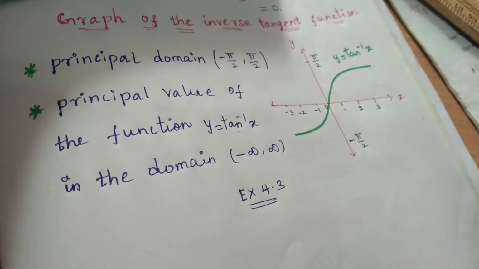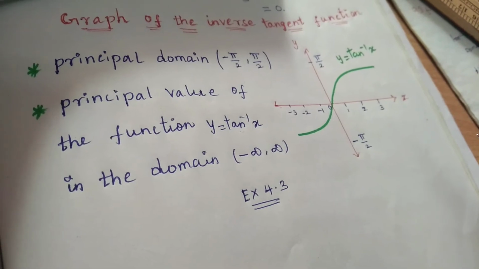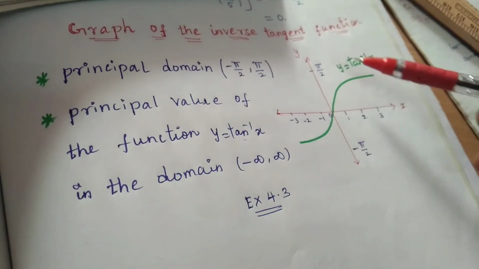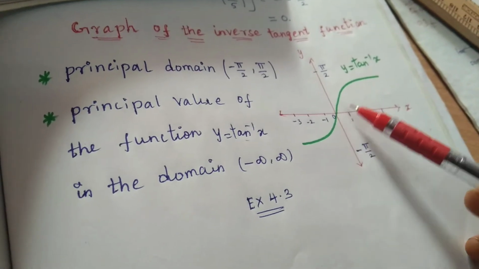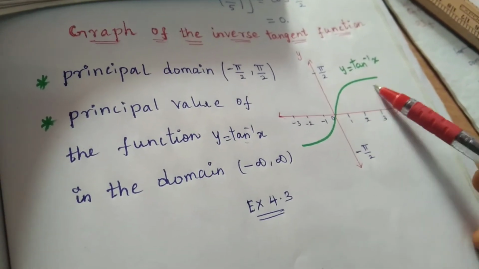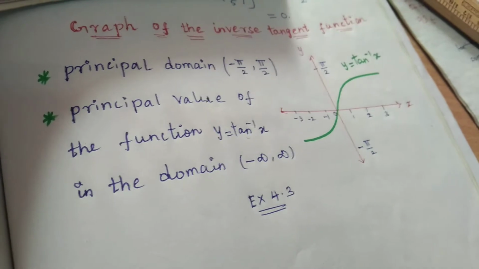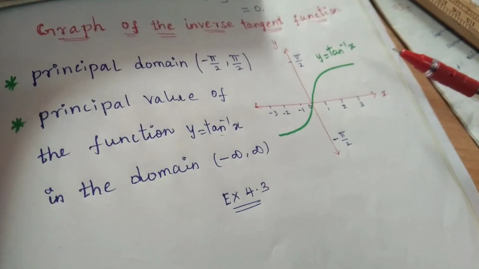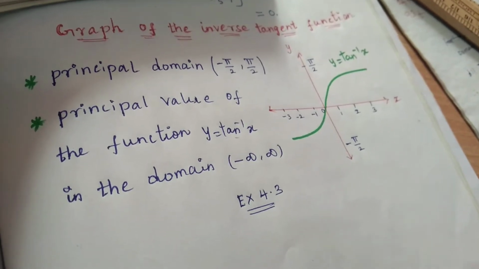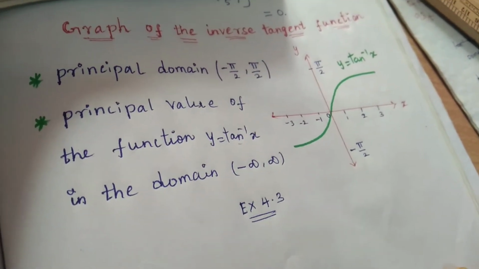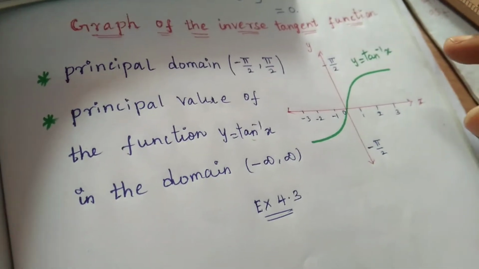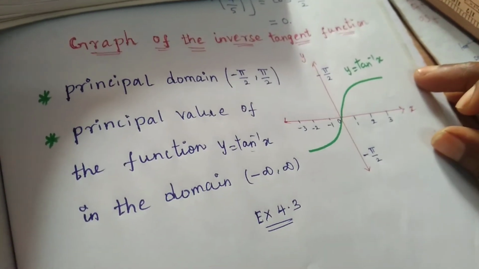The graph is symmetric with respect to the origin. y is equal to tan inverse x is an odd function. This is the concept of tan inverse x.